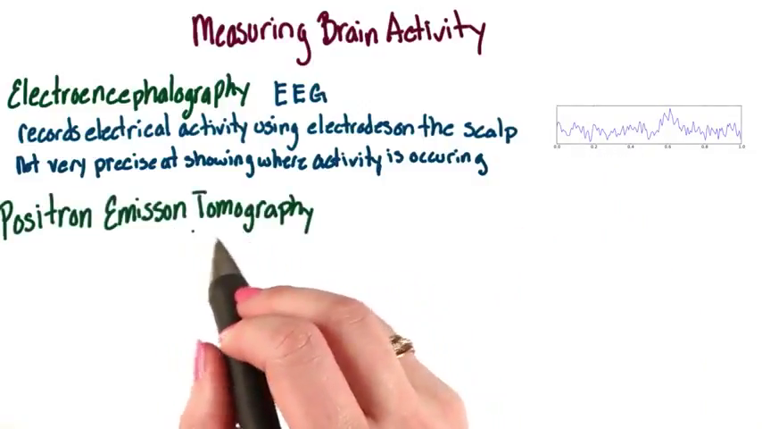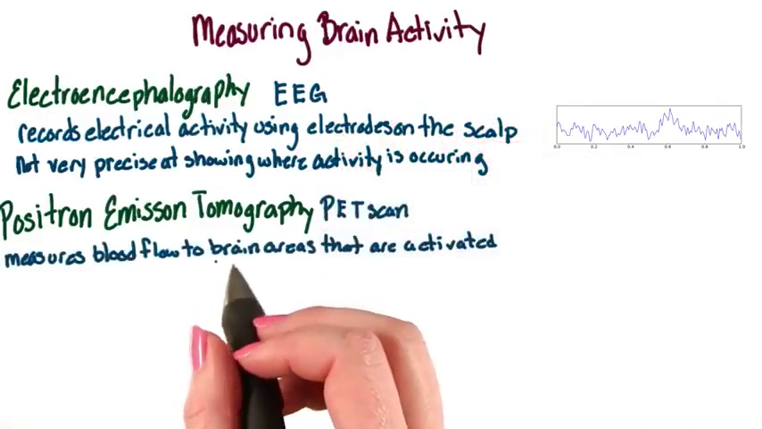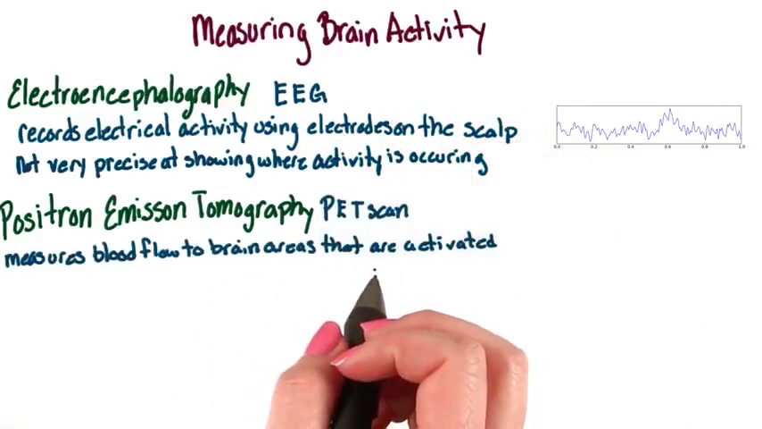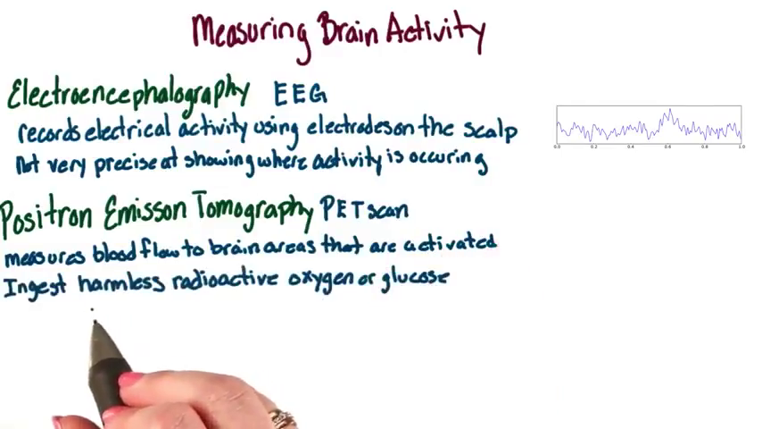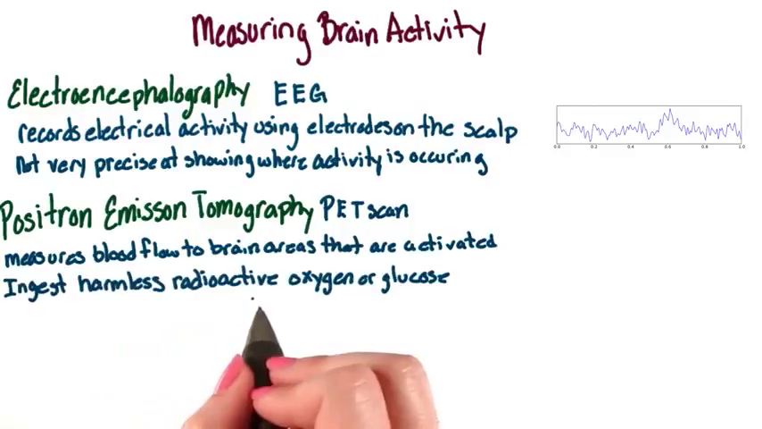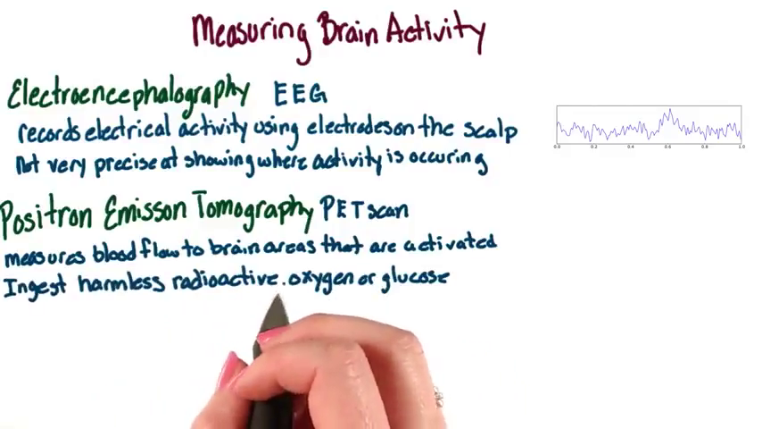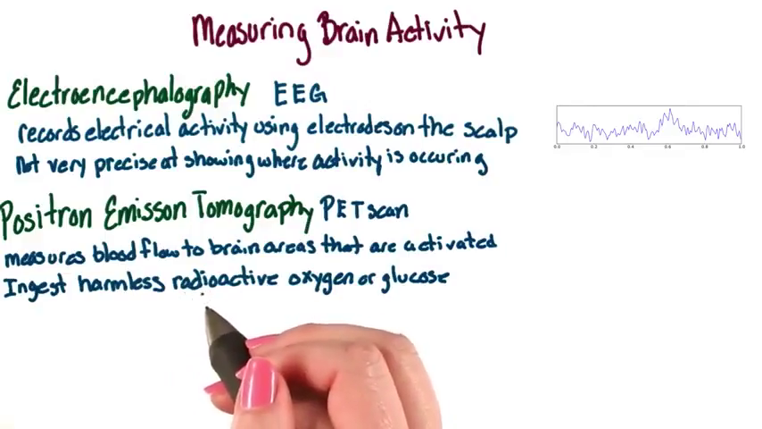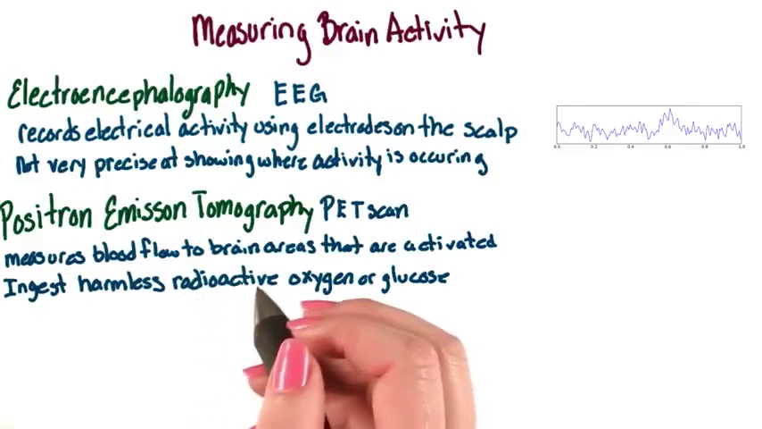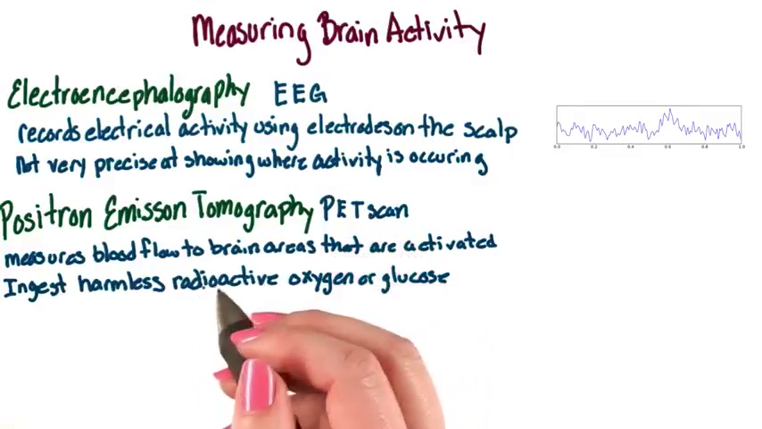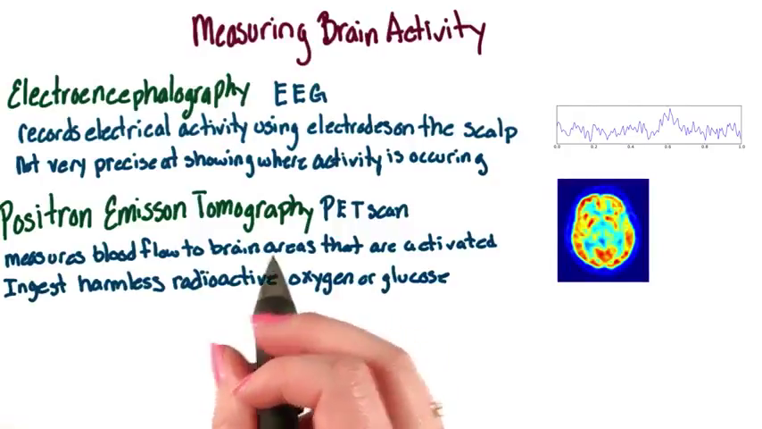Next, we have the positron emission tomography, or PET scan for short. This measures blood flow to brain areas that are activated, because neural response requires blood. This technology requires a person to ingest a harmless radioactive form of oxygen or glucose. The radioactive level in the oxygen is picked up by the scanning device during brain activity. Computers then color code the most active areas in red, somewhat active areas in yellow, and the least active areas in blue and green, like you see here.